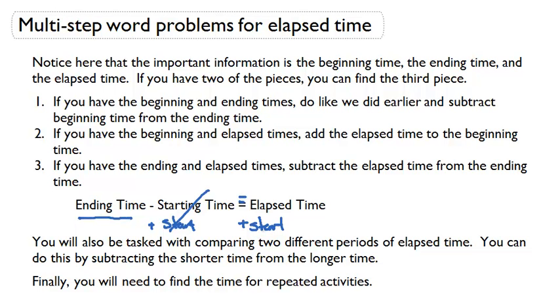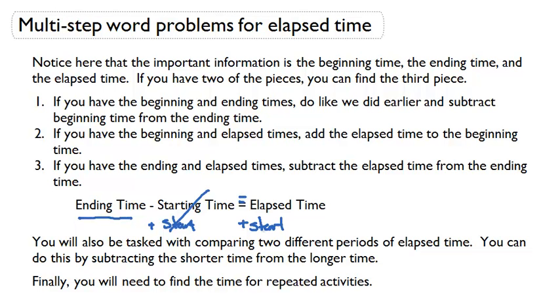Also in this section, for this topic, you'll be tasked with comparing two different periods of time. So they're basically asking you to find the difference between, say, 3 hours and maybe 2 hours, something that takes 2 hours. And obviously you're thinking to yourself, in order to find the difference, I just need to subtract. And it's basically the same skill that we've been doing, ending time minus starting time. You shouldn't have any problems.